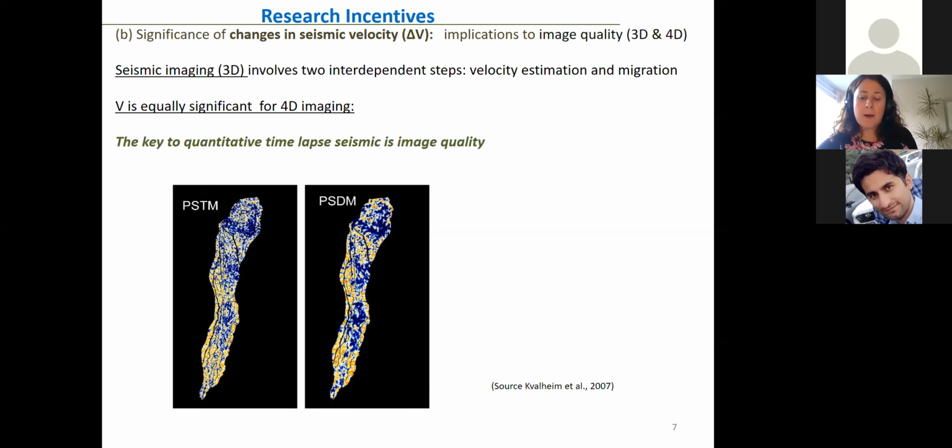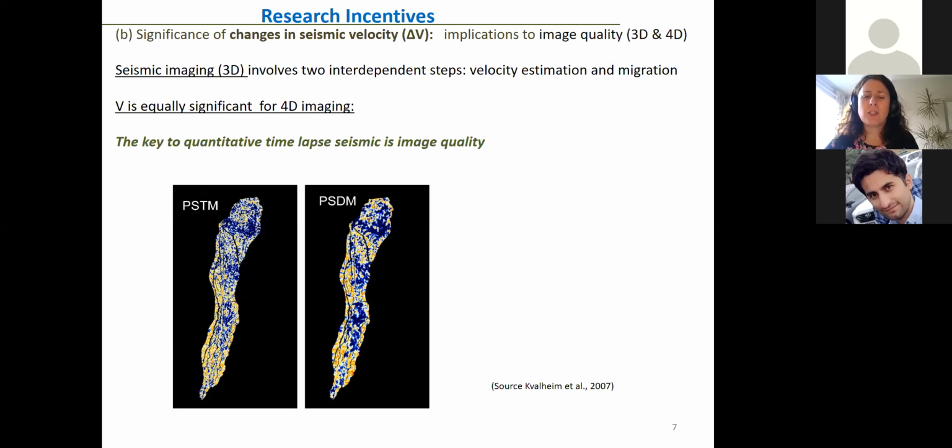And as you all know, when you do seismic imaging, you have two interdependent steps really. So you have, on the one hand, velocity estimation, and on the other hand, migration. And we all know that proper velocity estimation is impacting the migration. You cannot migrate your data unless your velocity model is a proper one.